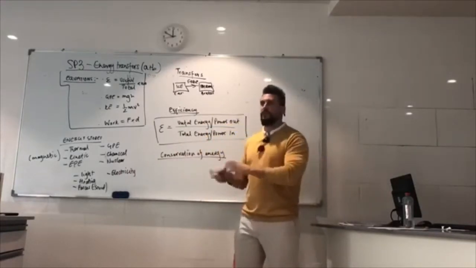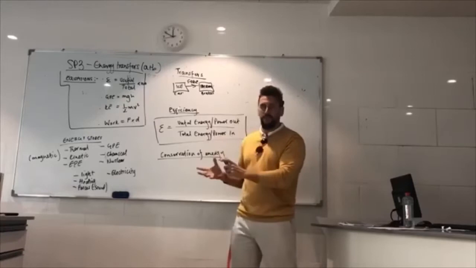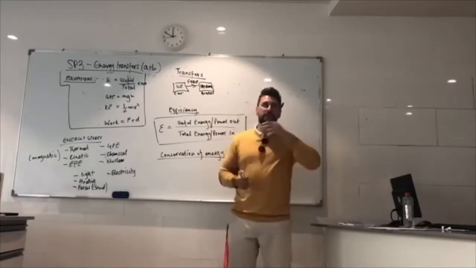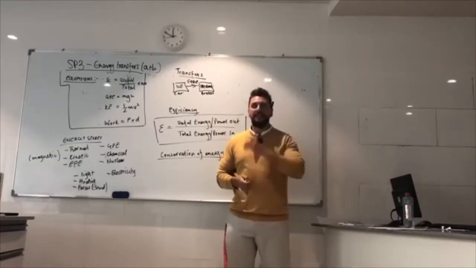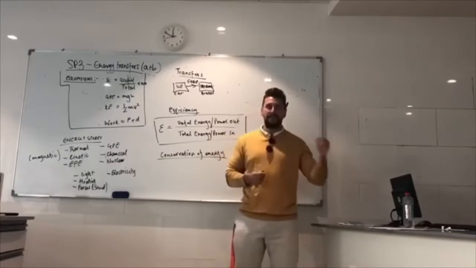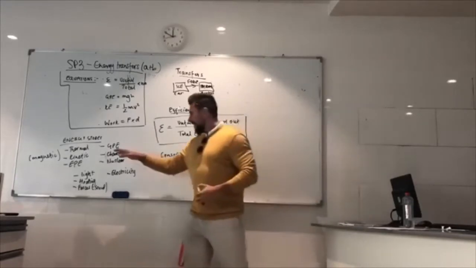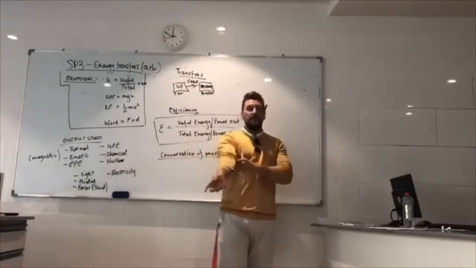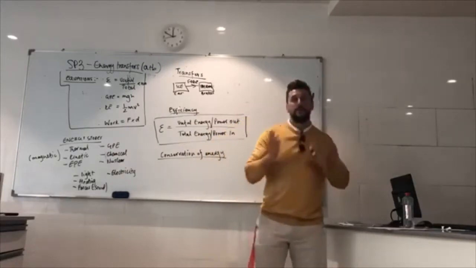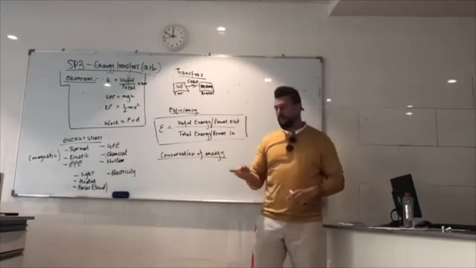There are 4 ways that those stores of energy can be transferred. So you can have a store of kinetic energy if an object is moving, but if you want to transfer that to a different type, it has to be transferred by something. Light is one way that energy can be transferred from one place to another or one form to another.